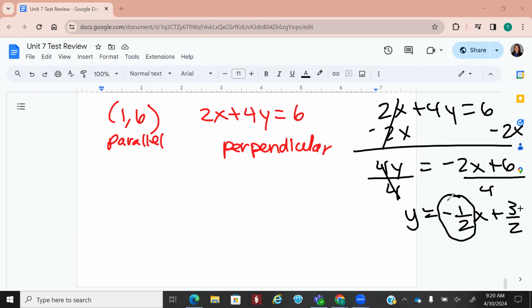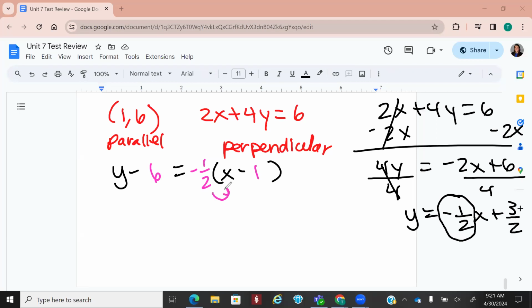Now I'm going to plug into the point slope formula. Okay, so y minus y1 equals m times x minus x1. So instead of putting m, we're going to put -1/2. Instead of putting x1, we're going to put 1. And instead of putting y1, we're going to put 6. That's how we plug in.